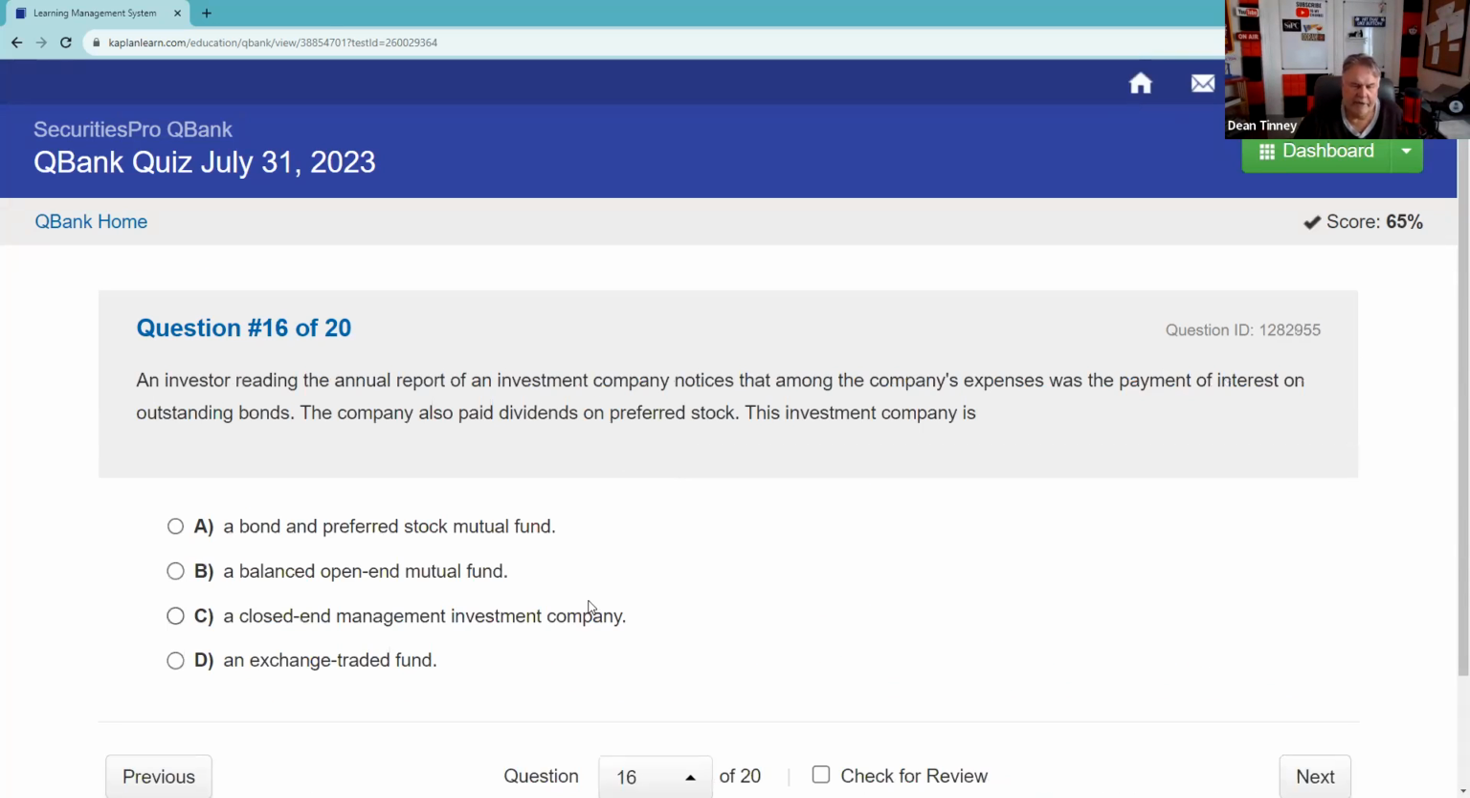An investor reading the annual report of an investment company notices that among the company's expenses was the payment of interest on outstanding bonds. Ooh, this is a tough one. The company also paid dividends on preferred stock. Now, I'm not sure I would have tested you this way, but this is a tough one. You only get 1 point, but if I were in charge, you'd get 2 points for getting this right.